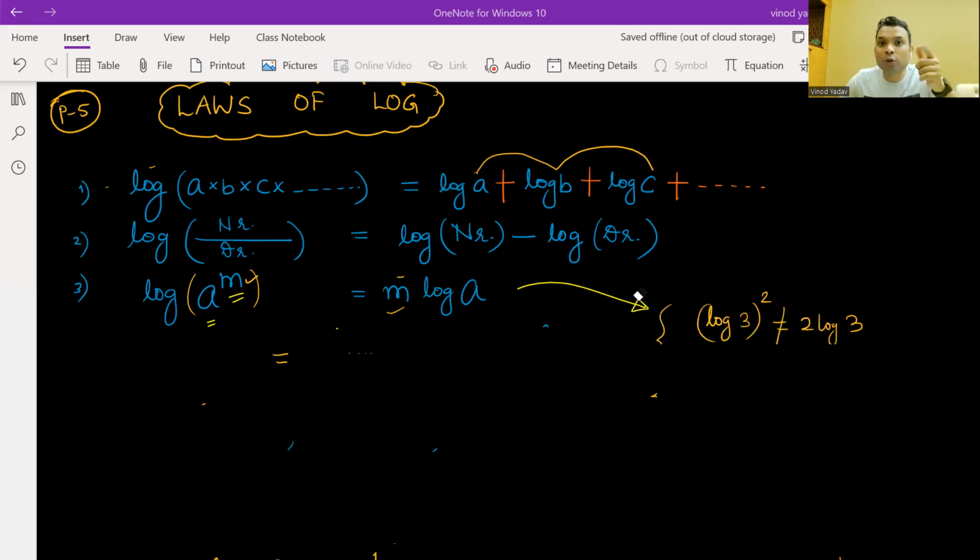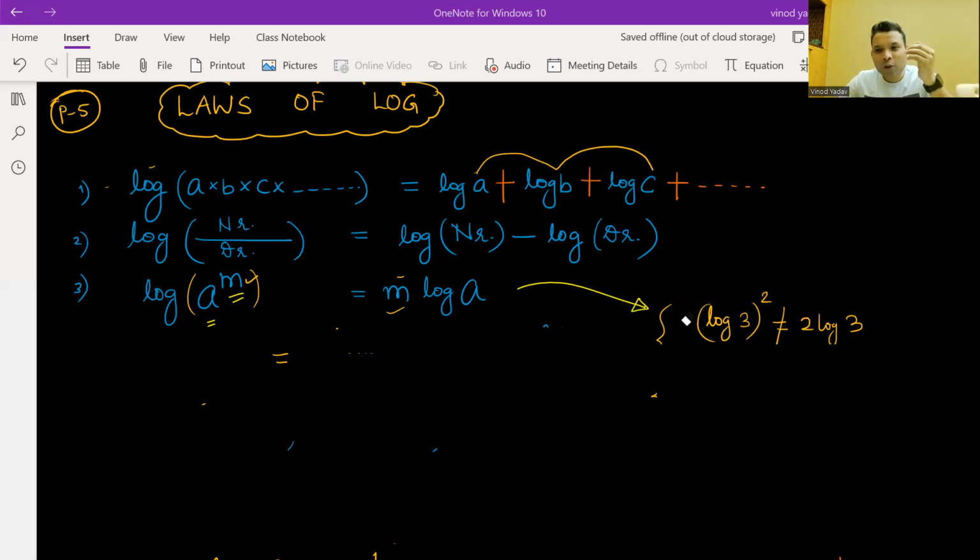Now, one common mistake which we can make here. Log of 3, the whole square. What does that mean? Log of 3 into log of 3. Will it be 2 times log 3? Generally, we have a habit of understanding that in a to the power m, the m comes in front, and we get m times log a. So here also the 2 will come in front. So 2 times log 3.